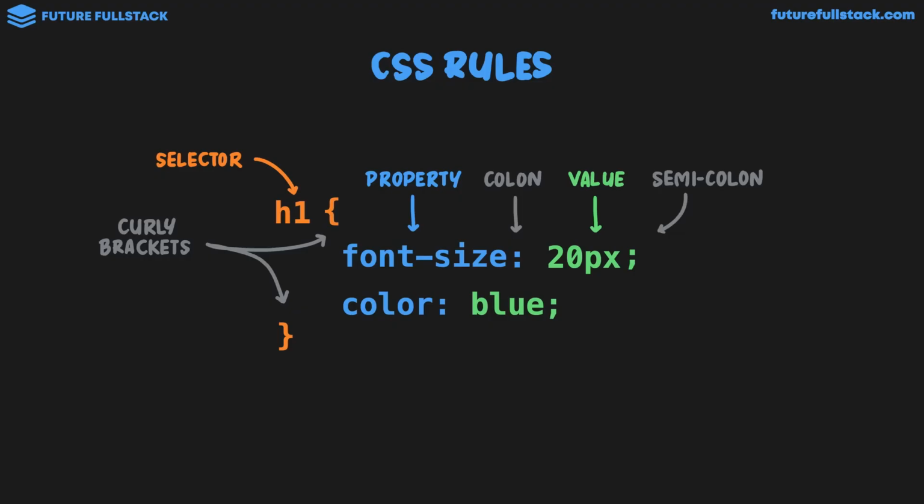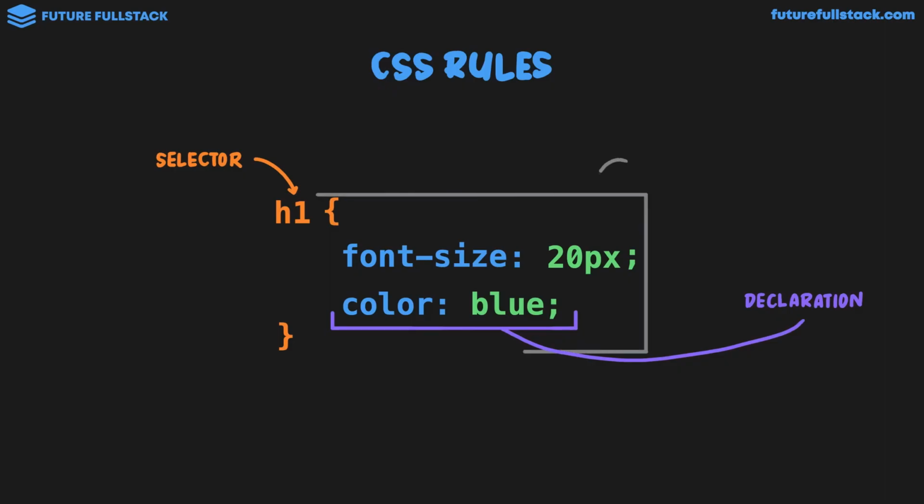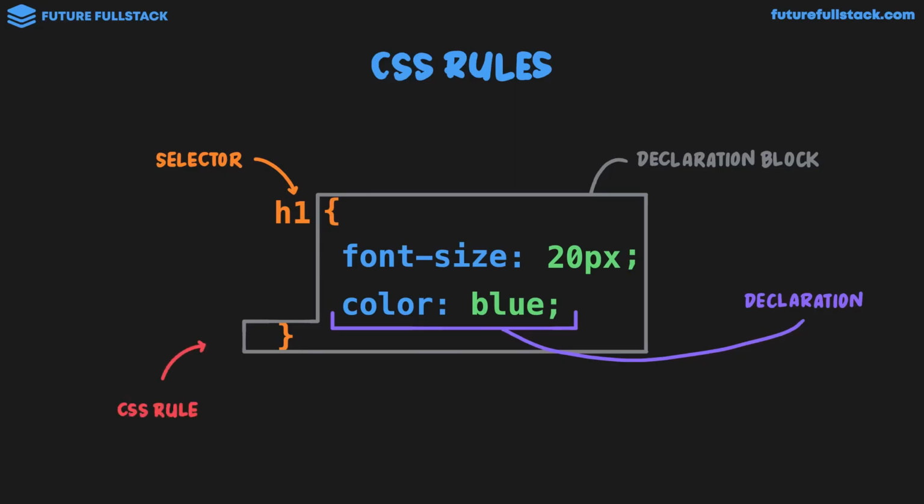Let's now zoom out and get a grasp of some of the terminology we are going to be using in CSS. The combination of a property and its value is called a declaration. Multiple declarations inside the curly brackets is called a declaration block. And this whole setup forms what we call a CSS rule for the H1 element.